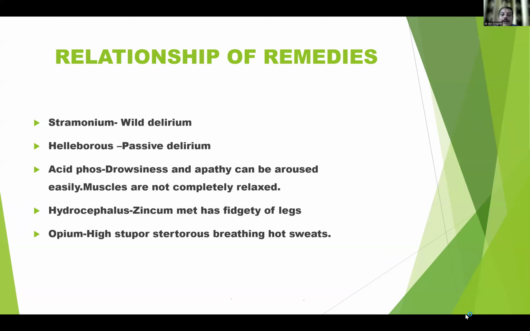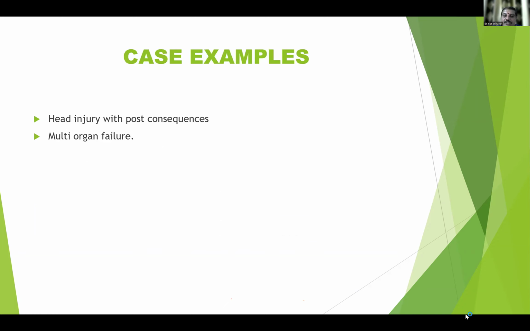And Opium has high stupor and stertorous breathing. Often you see the snoring type of respiration in Opium, and that is absent in Helleborus. Opium also has hot sweats on the face and forehead, but Helleborus has nothing of that sort. So these differ in this way.